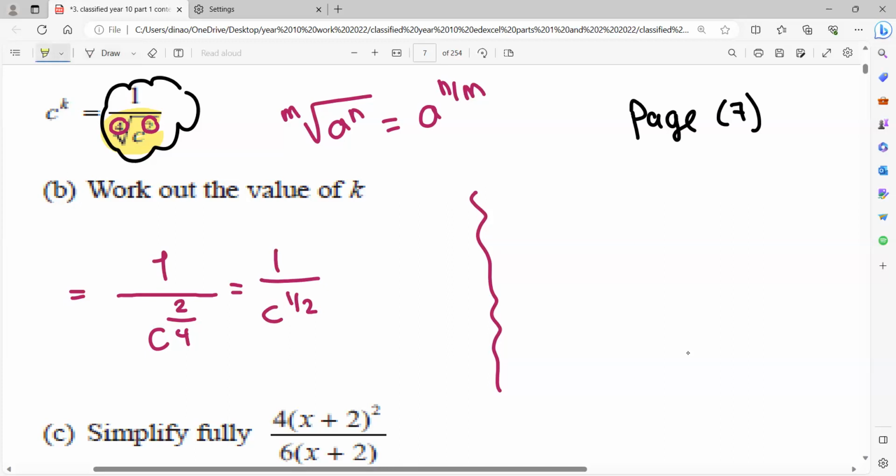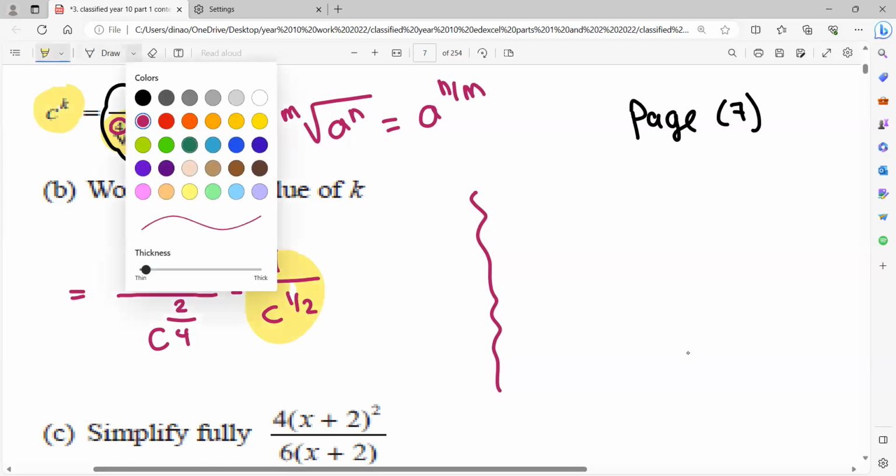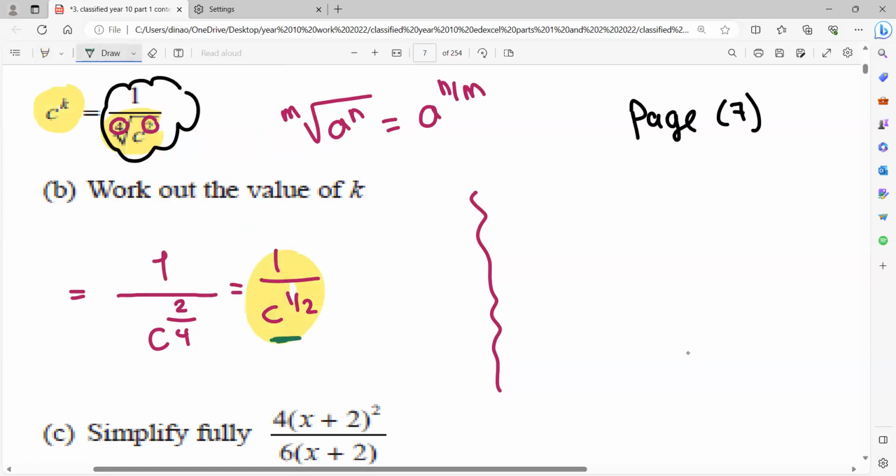Now, looking at this answer, the examiner wishes that the c be placed up as a numerator, not as a denominator. According to what we explained in the negative powers video, if you wish to change the sign of the power, change the position in the fraction. So if I wish to send this c up, what will happen to its power? Its power will change from positive into negative like this. Okay? So the k is equal to negative half.